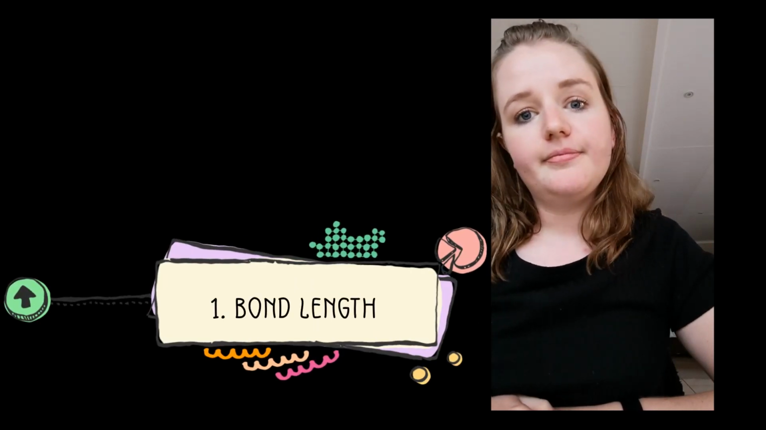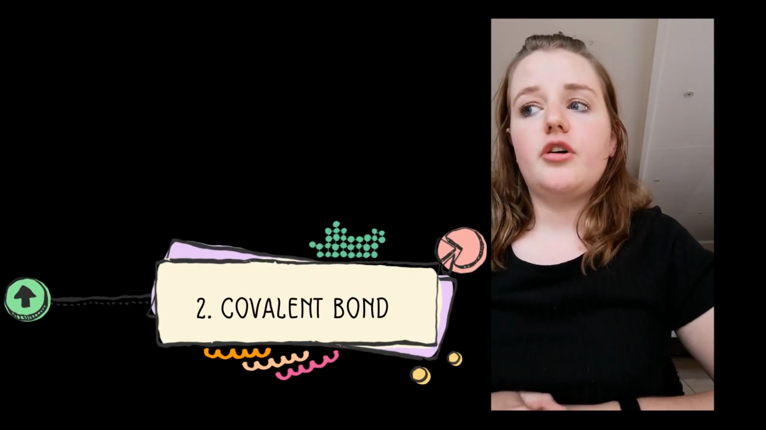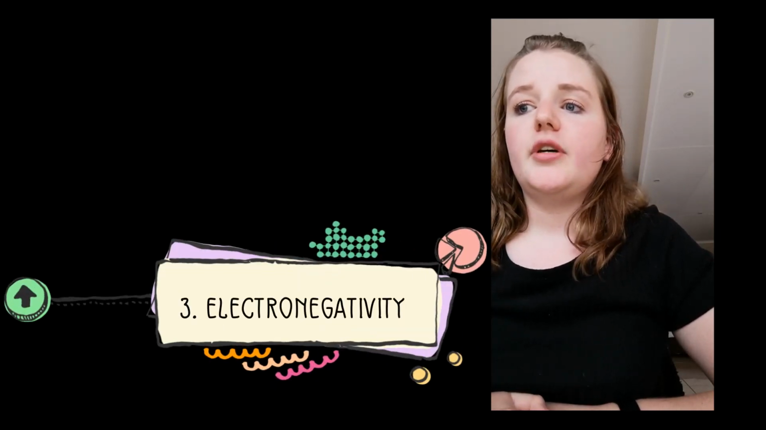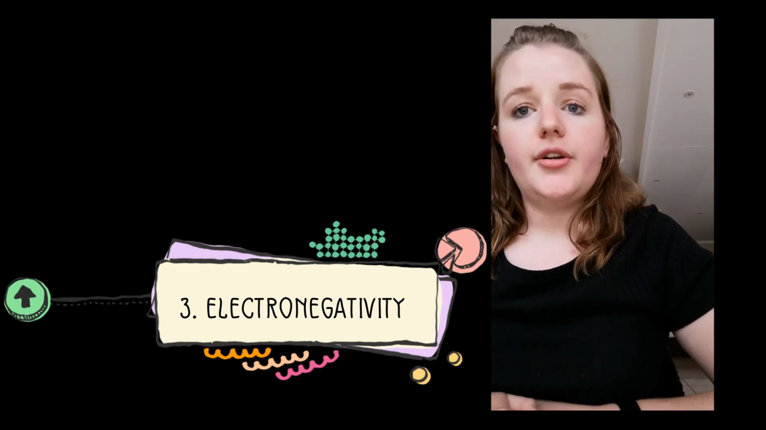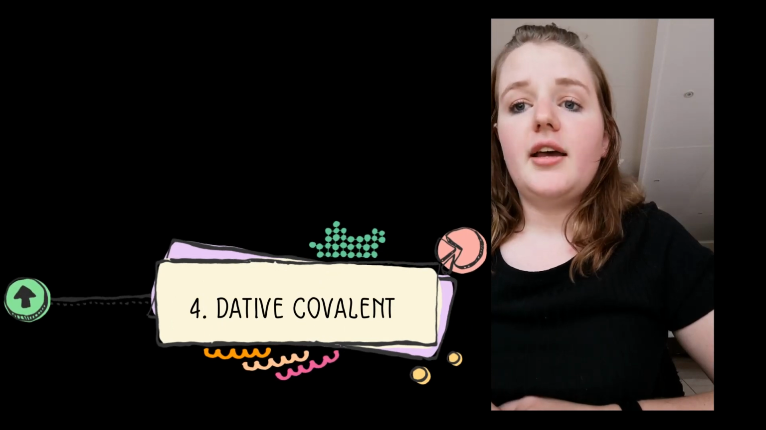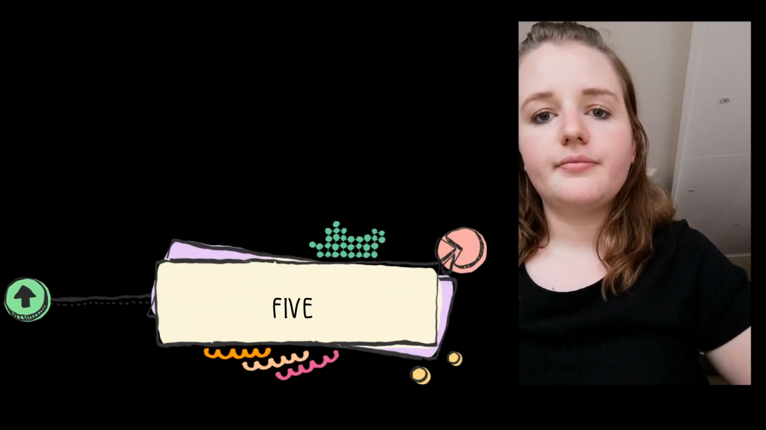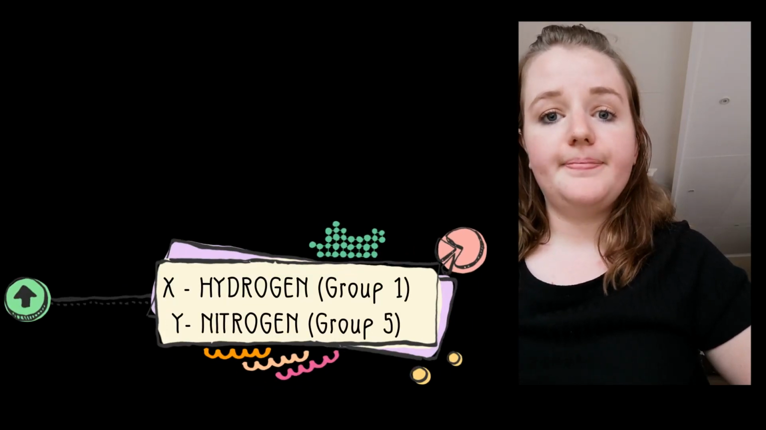Question 1. The distance between two adjacent atoms in a molecule. Question 2. A type of chemical bond that involves the sharing of electrons between two atoms. Question 3. A measure of an atom's ability to attract electrons to itself in a chemical bond. Question 4. Which one of the following best describes the bond formed between a hydrogen ion and an NH3 molecule? Question 6. Given the following Lewis diagram, where X and Y each represent a different element, how many valence electrons does X have? How many valence electrons does Y have? Which elements could X and Y represent?